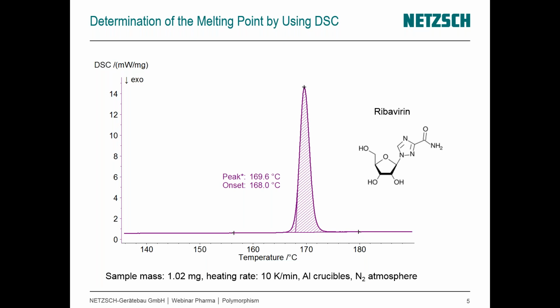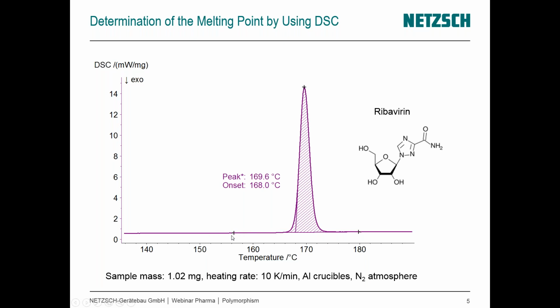So what we have here is what you would generally expect in a DSC trace of a pure pharmaceutical compound. On the y-axis, of course, we have what is called the heat flow. This is either endothermic or exothermic events associated with the heating or cooling of a compound. What we have here is ribavirin. This is an antiviral compound. We've got a sample mass of 1.02 milligrams. We're heating our sample at 10 degrees Kelvin or 10 degrees centigrade per minute in aluminum crucibles, nitrogen atmosphere.